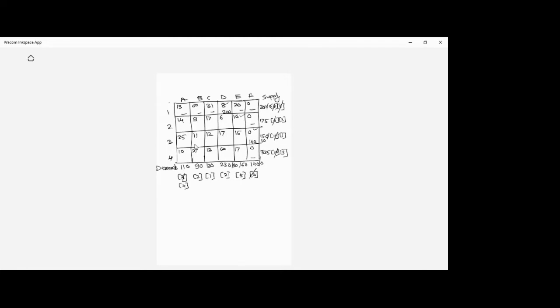So 13 minus 12 is 1. For column D, we have 17 and 6. So 17 minus 6 will be equal to how much? It will be equal to 11. Nextly, we have 10 and 5. So the penalty will be 5 here.